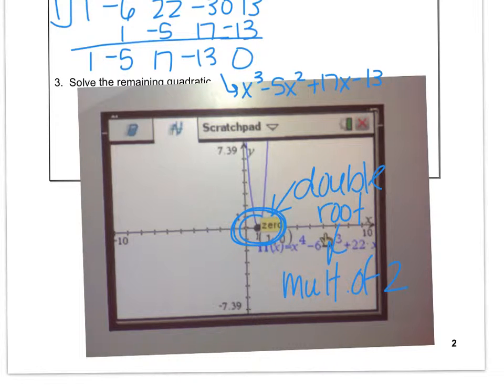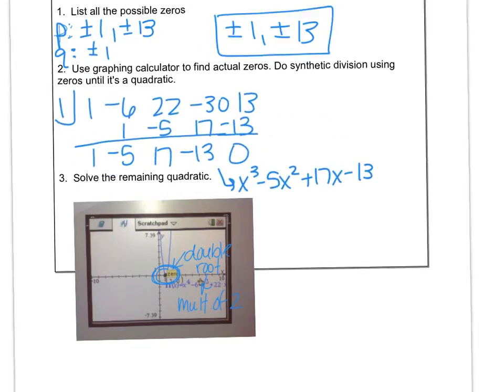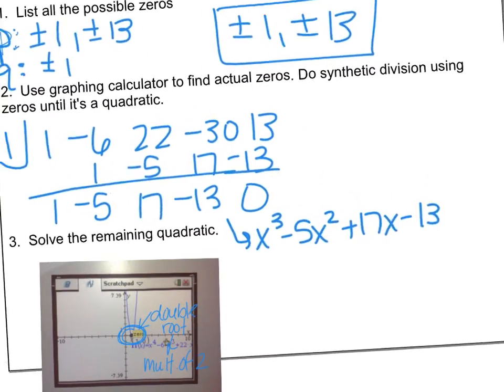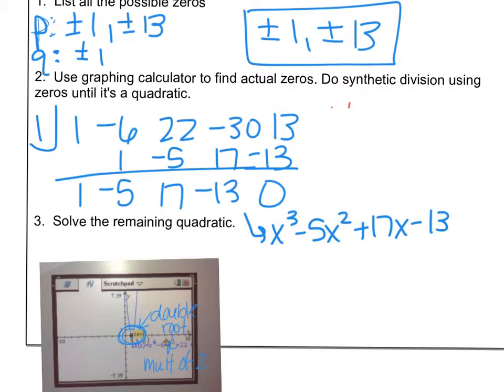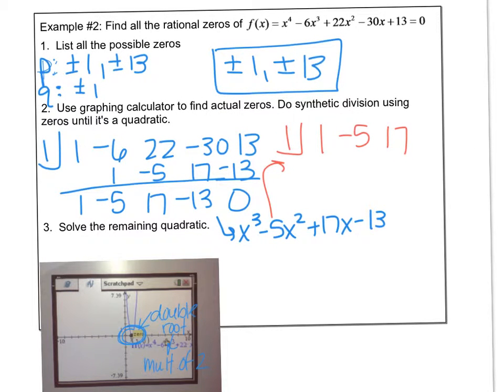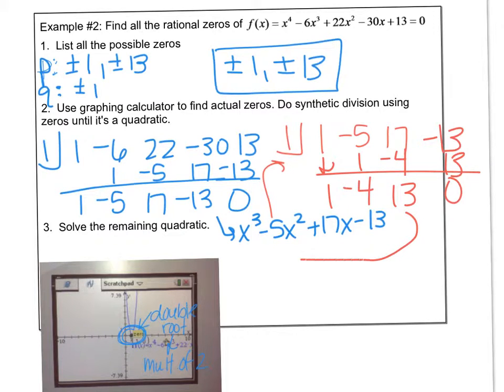Because that one bounces, that tells you it's a double root, you get to use 1 twice, because 1 is an answer 2 times. So we're going to use it twice. So you're going to divide by 1 again, but now using these new coefficients, 1, negative 5, 17, and negative 13. So we bring down the 1. 1 times 1 is 1, negative 4, 13, 13, 0.